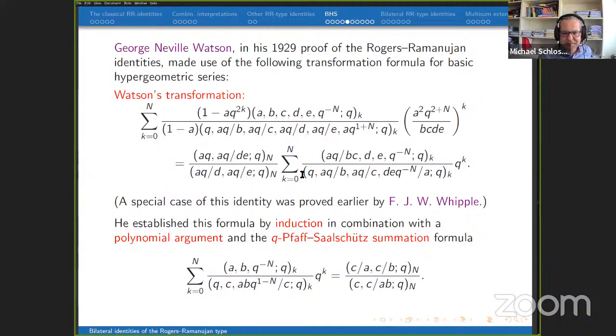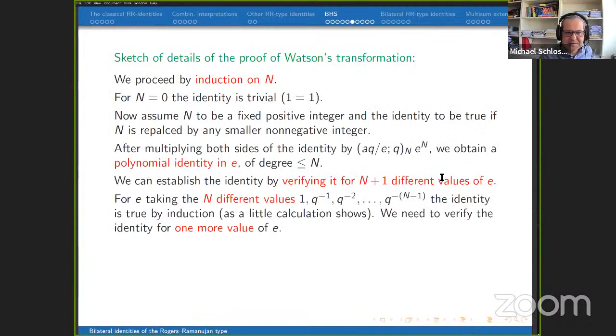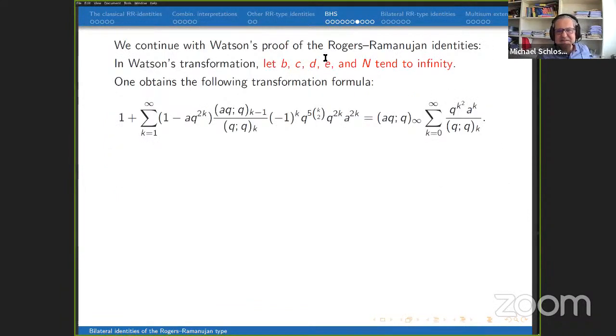8P7 is a multiple of a 4P3. You let the various parameters B, C, D, and E, and N tend to infinity. You take limits. If you do B, C, D, and E first, you can do it termwise because the identity is still finite. You have a rational function identity, more or less. In the end, you let N tend to infinity. You're left with this transformation. You see already the number 5 appearing here. So that's a good thing.